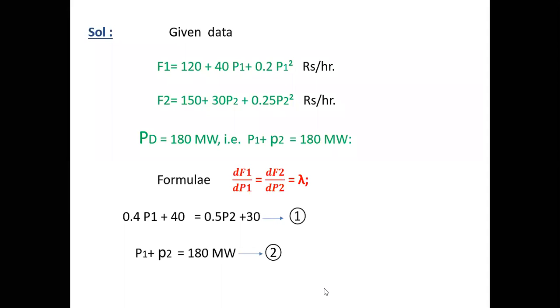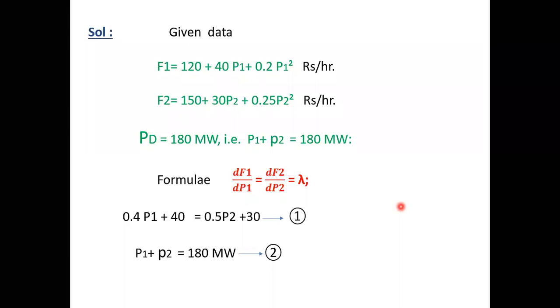Use these two equations and find out P1 and P2. So roll number 7, give the answer. Very good. P1 equals 88.88. Then what about P2? P2 equals 91.11. 18 series 252 is giving the answer.